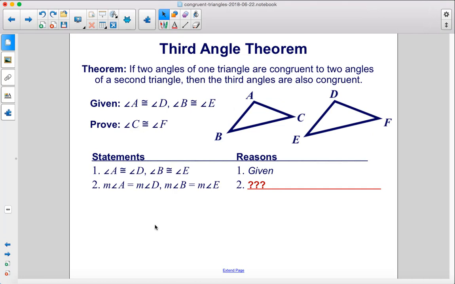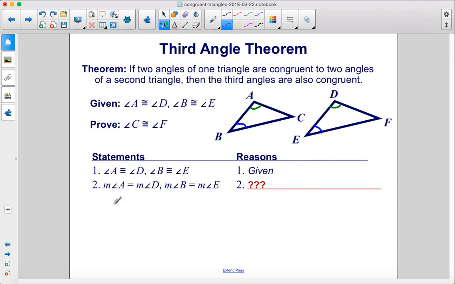Third angle theorem. If two angles of one triangle are congruent to two angles of a second triangle, then the third angles are also congruent. So given that angle A is congruent to angle D, and angle B is congruent to angle E, prove that angle C is congruent to angle F. So it's given that these angles are congruent.